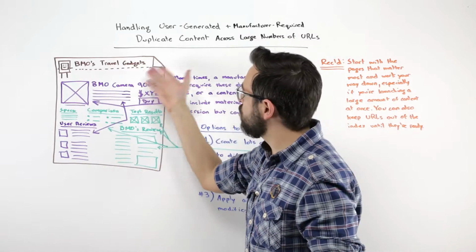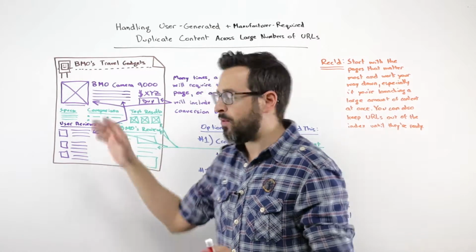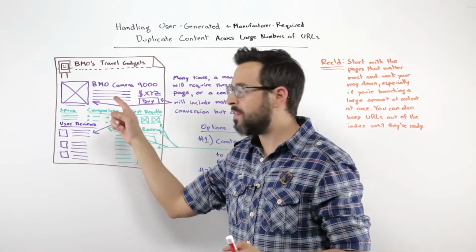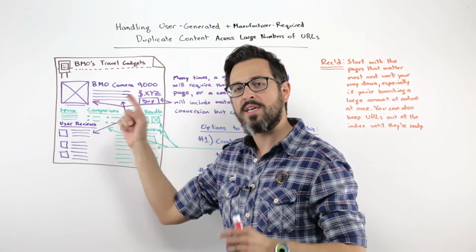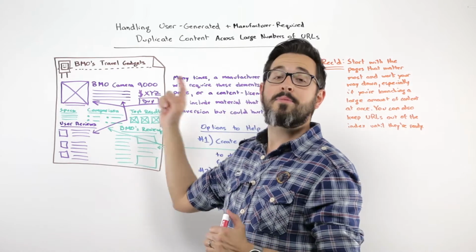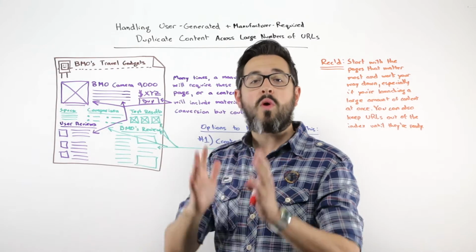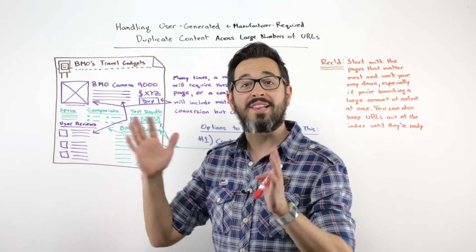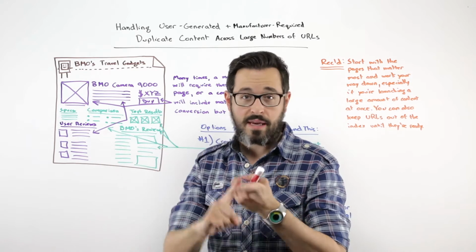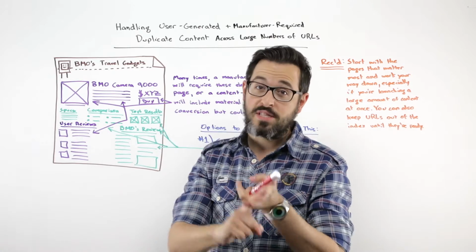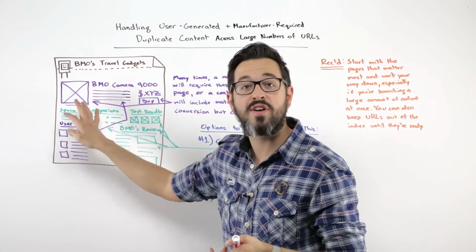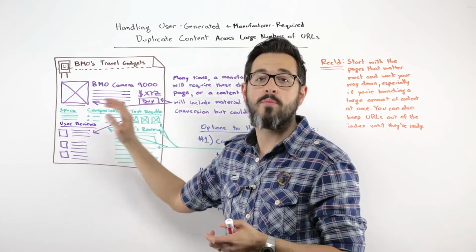So I'm at BMO's Travel Gadgets. It's a great website where I can pick up all sorts of travel supplies and gear. And the BMO Camera 9000 is an interesting one because the camera's manufacturer requires that all websites which display the camera contain a lot of the same information. They want the manufacturer's description. They have specific photographs that they'd like you to use of the product.